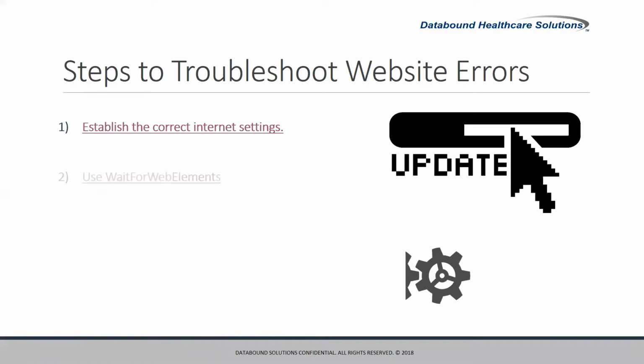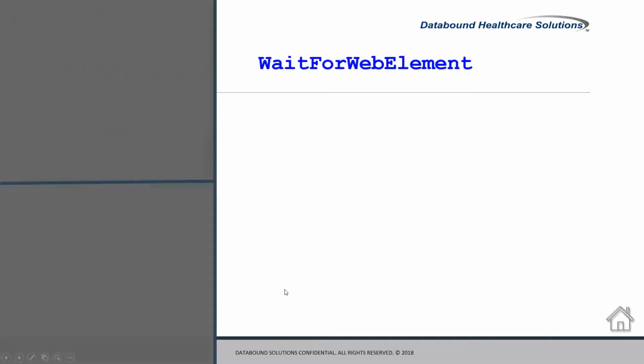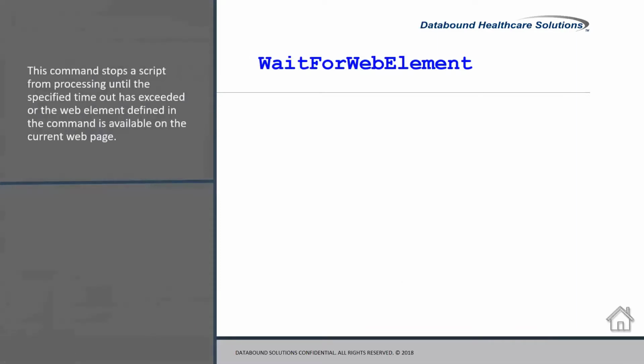Next is use wait for web elements. Wait for web elements are incredibly important. This command stops the script from processing until the specified timeout has been exceeded or the web element defined in the command is available on the current web page. So what it's doing is slowing your script down. Oftentimes, EMUE will try to run faster than your web page loads, which is not always helpful. You don't want EMUE to go around and click and type information into a web page unless it's completely loaded.